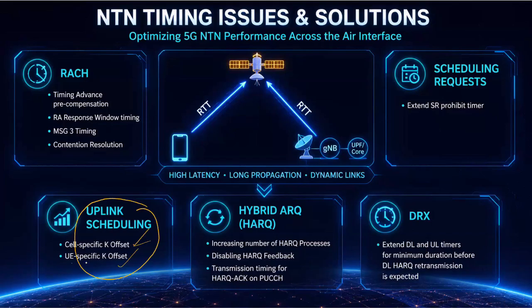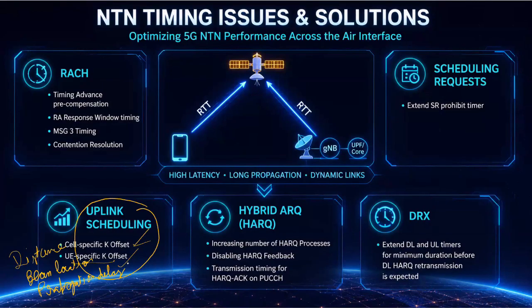But the UE-specific K offset is based on various parameters like satellite distance, beam location, or propagation delay. So this ensures the uplink transmission arrives at the correct time. Let's understand this with a simple analogy.